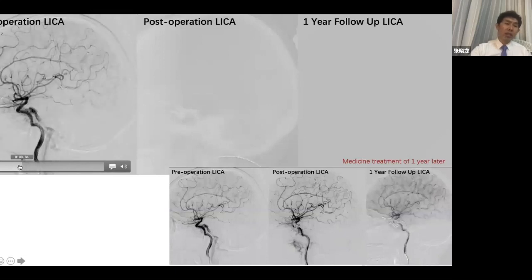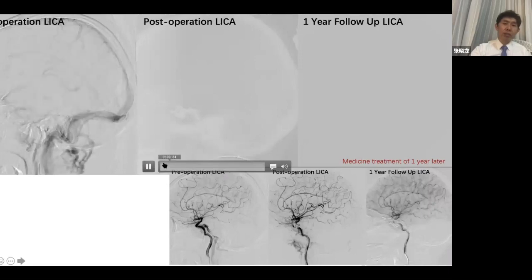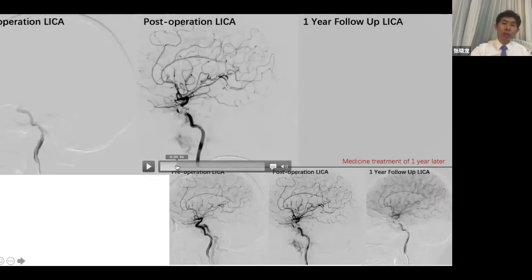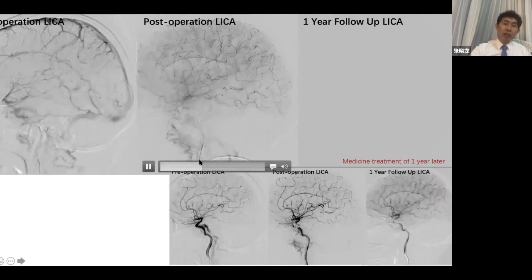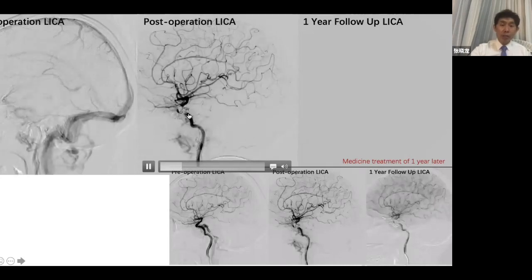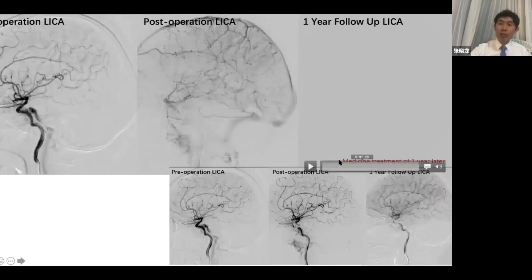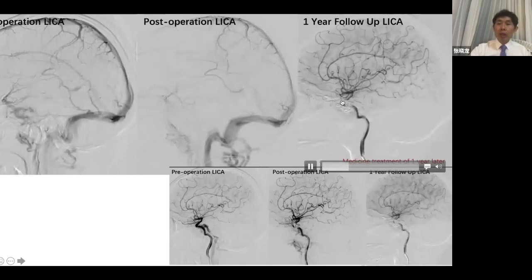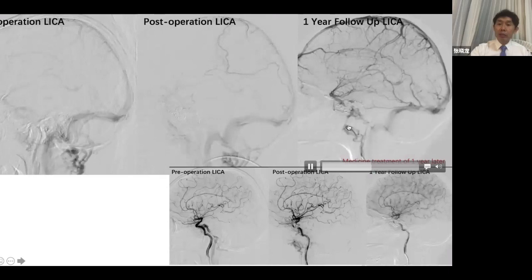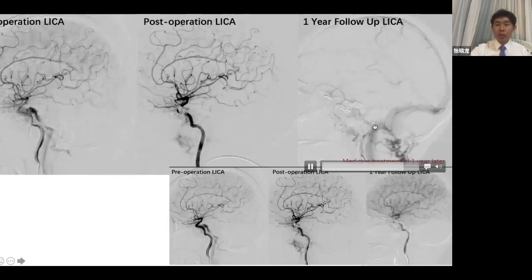And this case is another case of a cavernous sinus fistula. This is the pre and this is the post. We coiled the cavernous sinus, but still had some fistula here. We just followed up with medicine treatment. One year later, the fistula was totally gone, and the cavernous and inferior petrous sinus function was preserved.